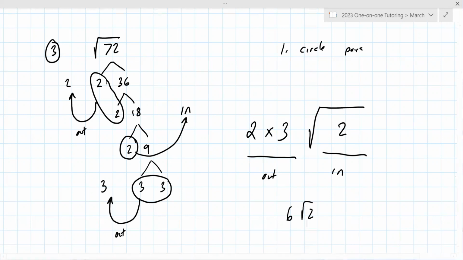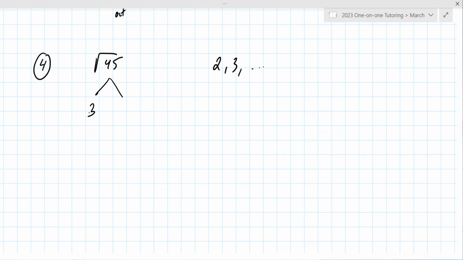All right, let's look at number 4, square root of 45. Again, 2, 3, and so on, prime numbers. Does 2 go into 45? It's only if it's even. Is 45 even? No, it is not, so 2 does not go in. Does 3 go in? Yes. 3 times what gets you to 45? Or 45 divided by 3?